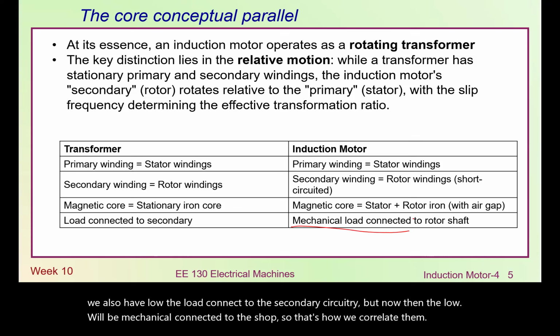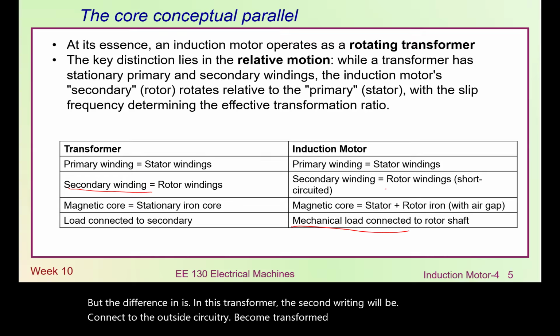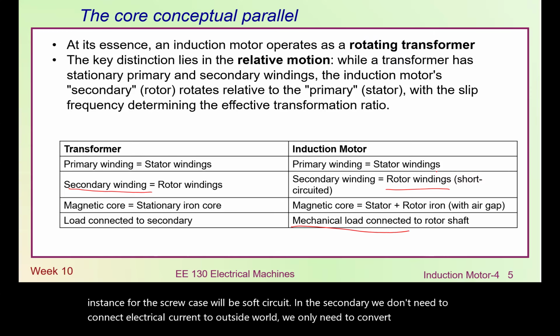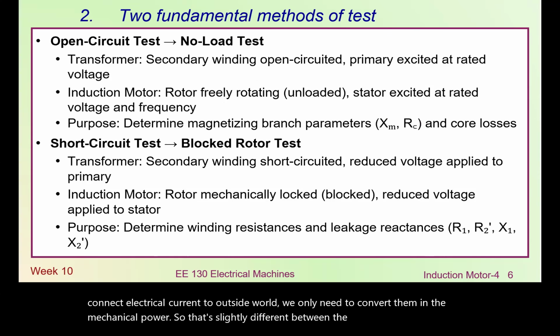But the difference is that in the transformer, the secondary winding will be connected to the outside circuitry, to transform the voltage. But in the rotor part, for instance the squirrel cage, it will be short circuited in the secondary. We don't need to connect electrical current to the outside world. We only need to convert it into mechanical power. So that's slightly different between the two systems.